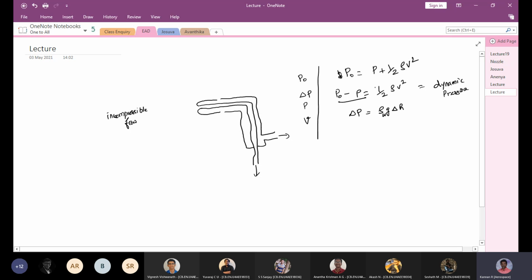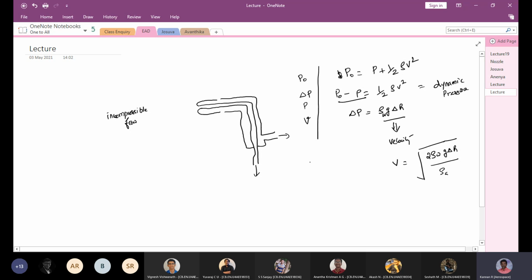Using this, first, if you calculate your delta P, you can calculate the velocity of the fluid stream. Let us take it as air. So you can calculate V equal to the square root of 2 times rho water g delta H divided by rho A. This is what we use to get the velocity.